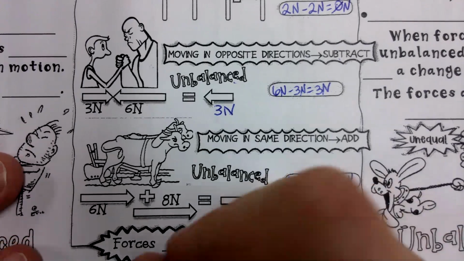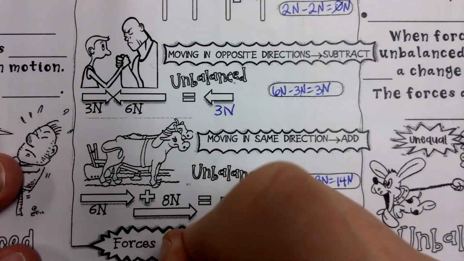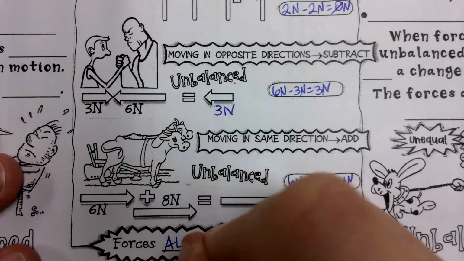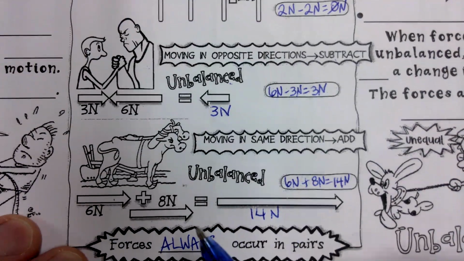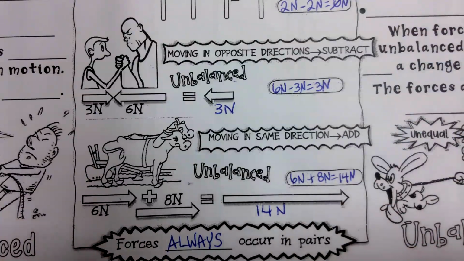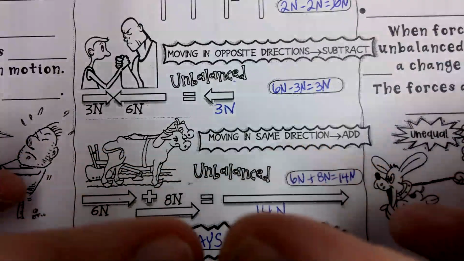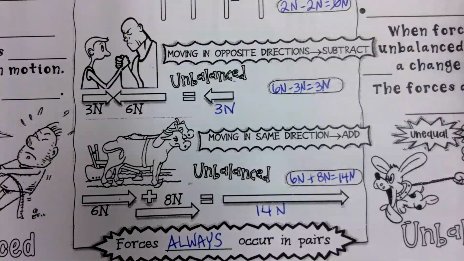And forces always occur in pairs. Either they're in pairs working together, or they work in opposition. But you'll always find two forces acting on an object at all times. Okay?